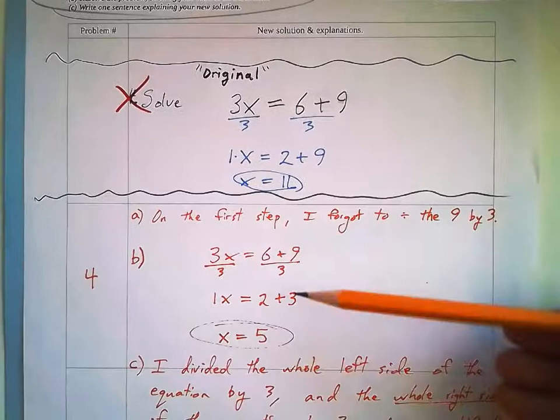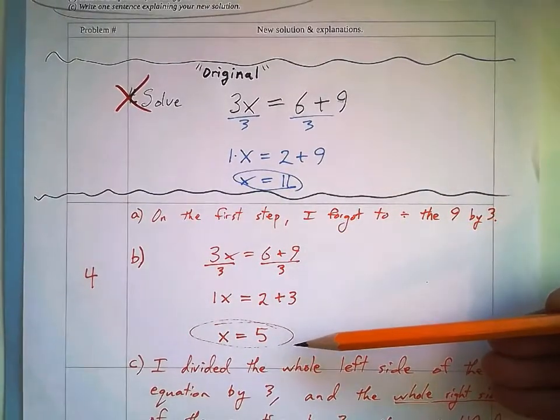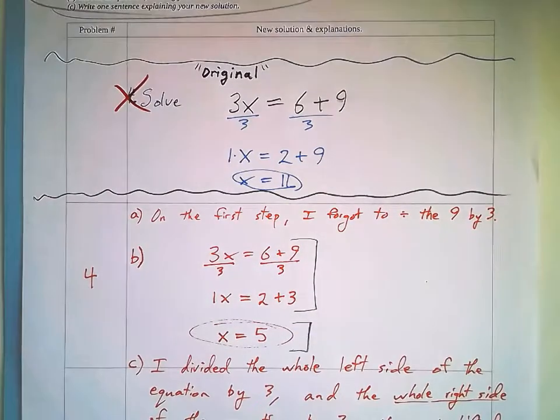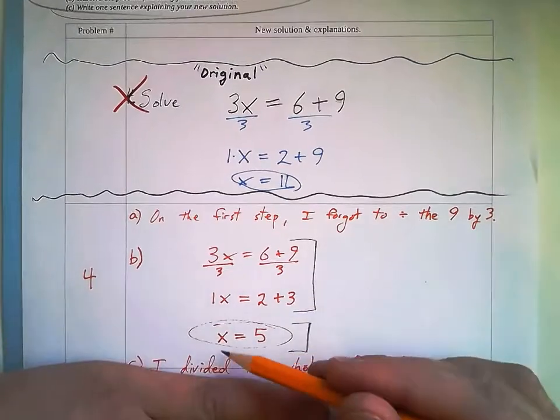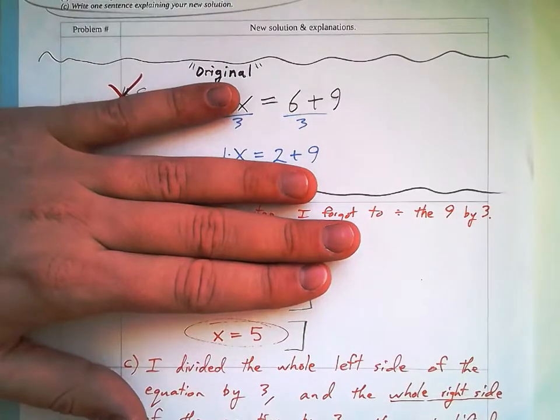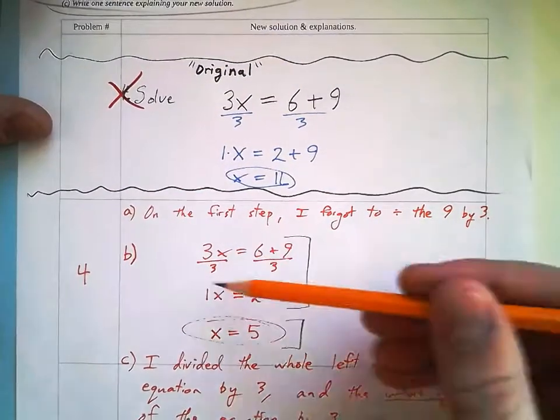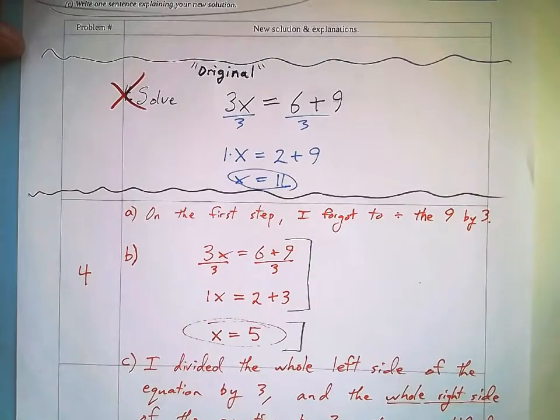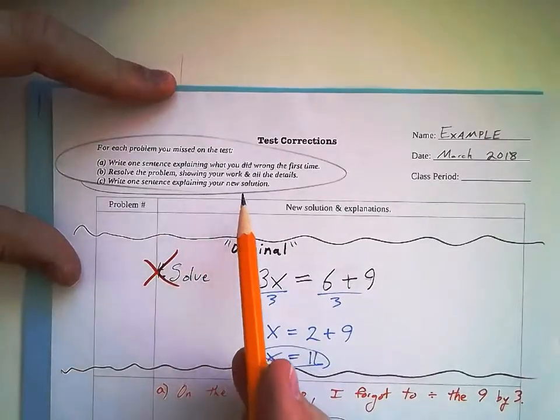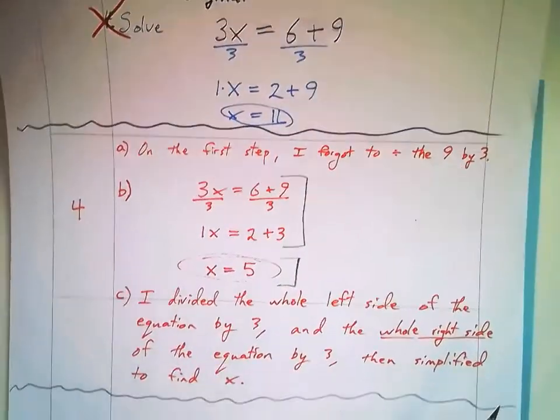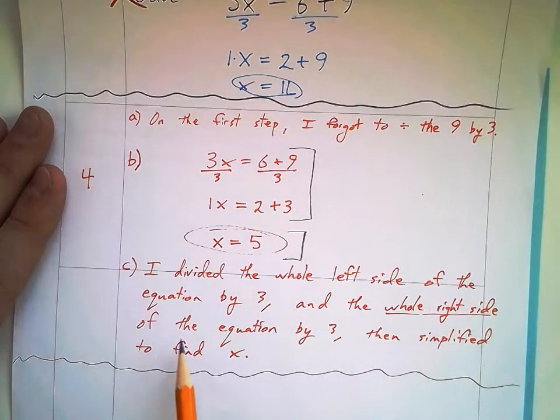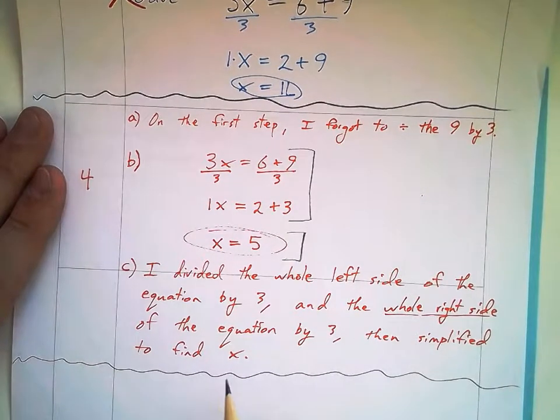Part B, resolve it correctly, showing all the steps. You need to show the steps and you need to write the final answer. Some people did the steps but didn't write the final answer. Some people have just written the final answer from their friend's paper probably, but not shown the steps. That's not going to give you points. Then for step 3, explain your new solution. On this one I said, I divided the whole left side of the equation by 3 and the whole right side of the equation by 3, then simplified to find x.